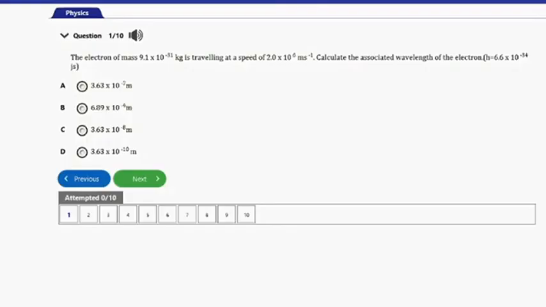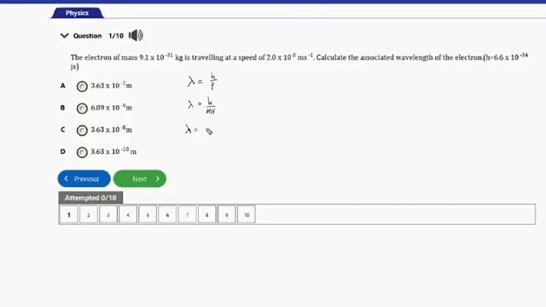Alright, so from de Broglie's equation, the wavelength lambda will be the Planck's constant h over the linear momentum p. Note that the linear momentum is mass times velocity, and the mass is given, the velocity is also given. So let's go ahead and plug in the values here.